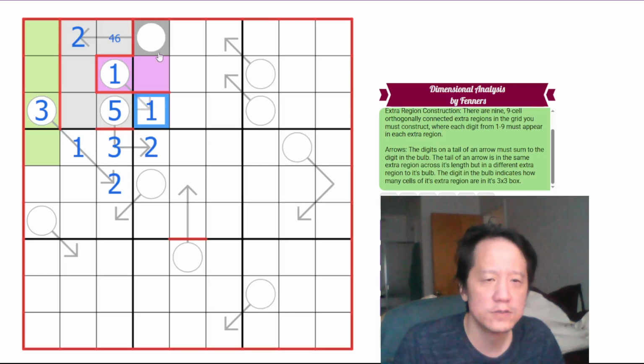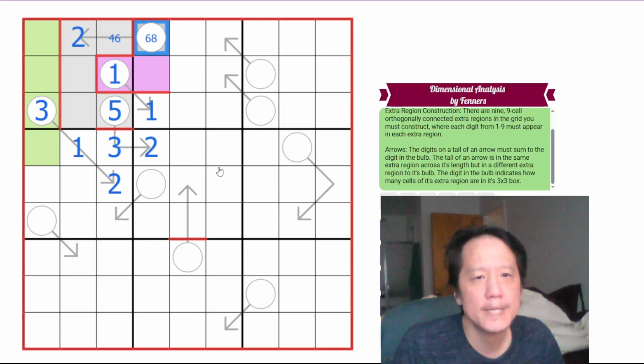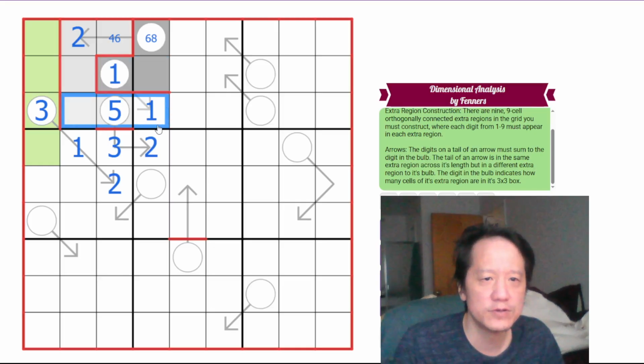Let's see. So this is 6 or 8. If this is a separate region than the gray, then this has to go at least 3, and therefore this would never be 6 or 8. So this has to be the same as the medium gray region. We have 6 or 8. This is a separate region. We don't know which region that is. This is 4 or 6. These are different regions than each other.